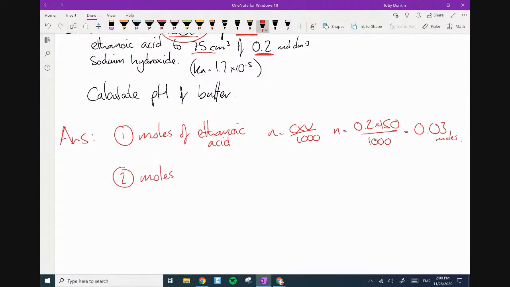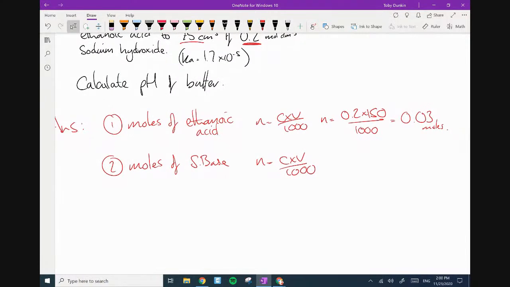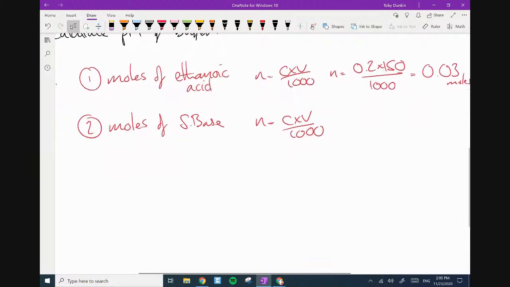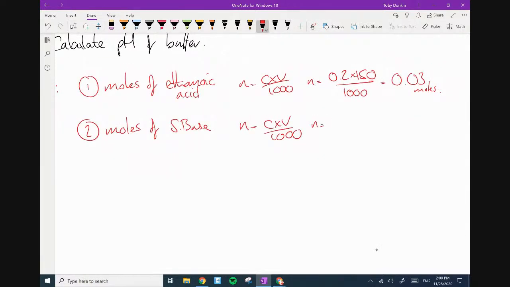Right, step number two. Moles of strong base, sodium hydroxide. So, number of moles, C times V over 1,000. Now, if I'd added solid sodium hydroxide, then I would have used grams over Mr. If I'd used a gas and I bubbled the gas through, then I probably would have used PV equals nRT. But in this case, it's also a solution. So number of moles equals 0.2, the concentration was the same. I used half the volume of strong base, and I'm therefore going to end up with half the number of moles of base.